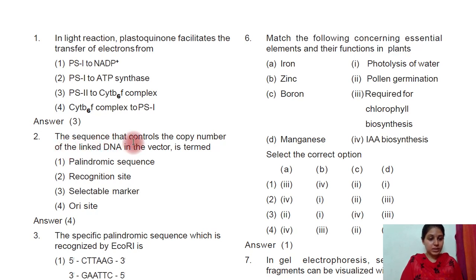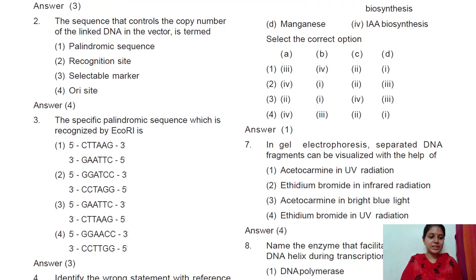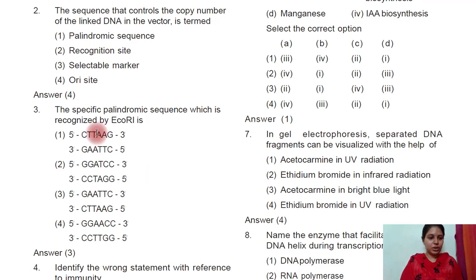The sequence that controls the copy number of linked DNA in the vector is termed the ORI site. We would have learned the ori region, where replication exactly begins. So that's the sequence that controls the copy number. It controls how much replication has to happen, because replication has to start only from the ori region.